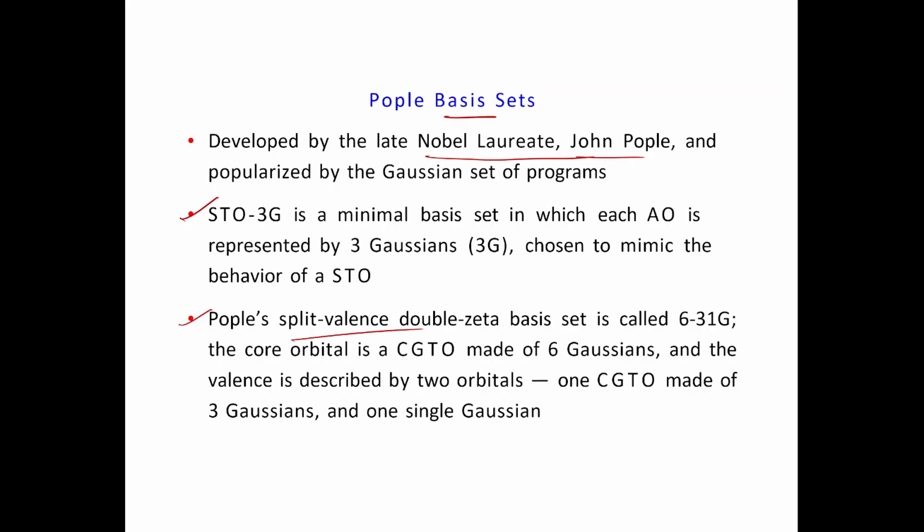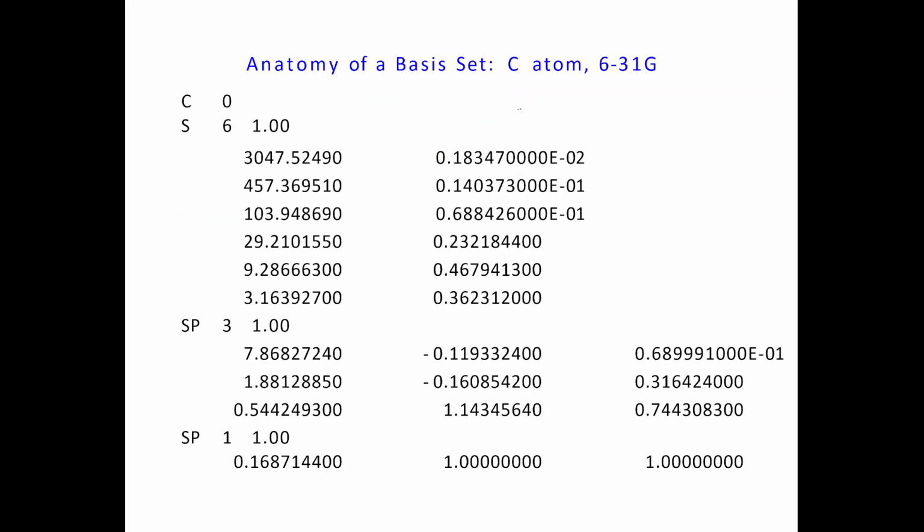I don't know whether they have given an example. Yes, they have given the example of 6-31G. How does it look? So see, this is for the s orbital, and you have 6 primitive Gaussians, right? And these are their coefficients. And you have only one type of contracted Gaussian.